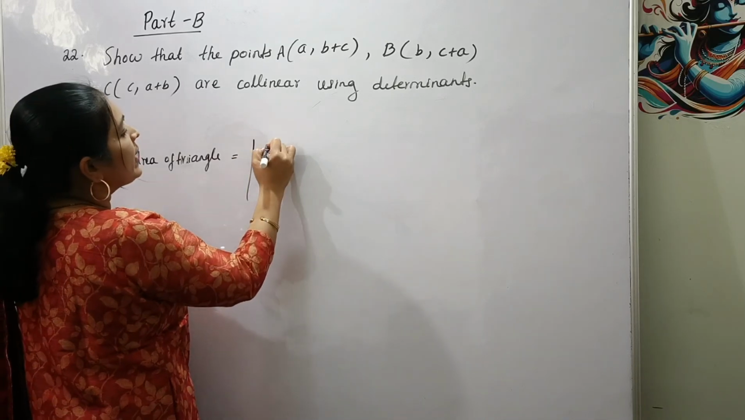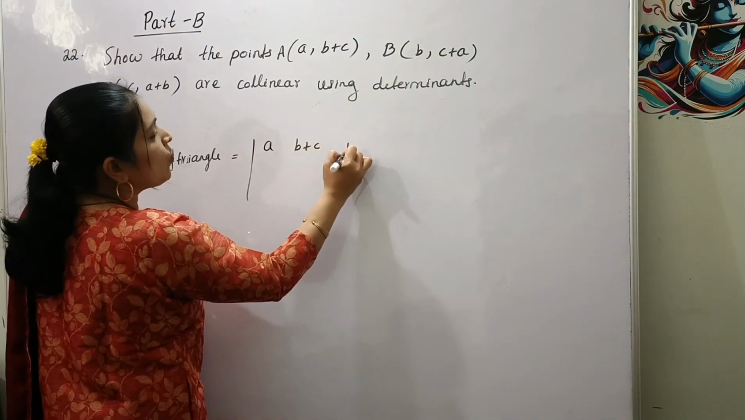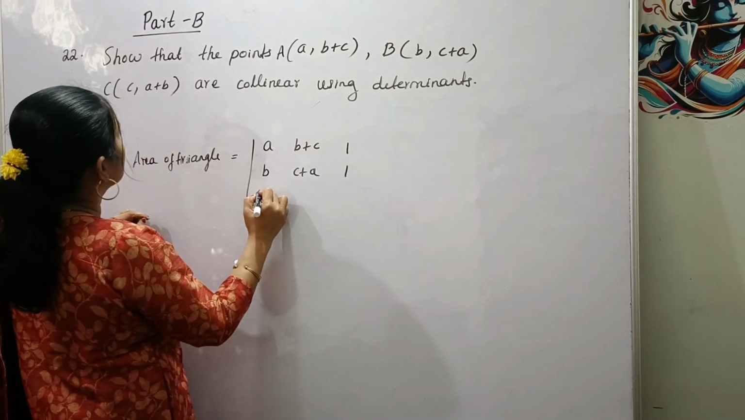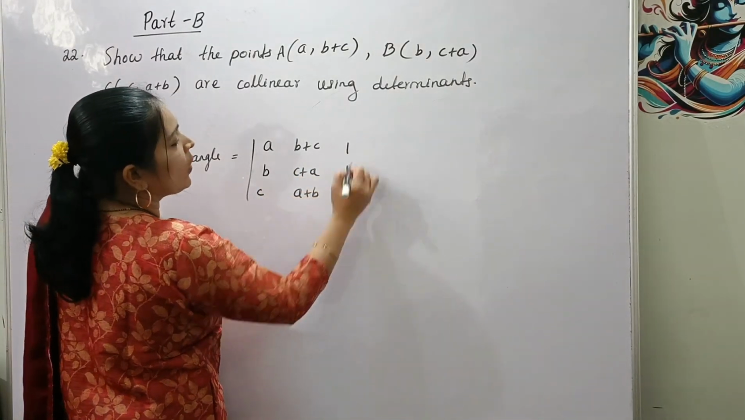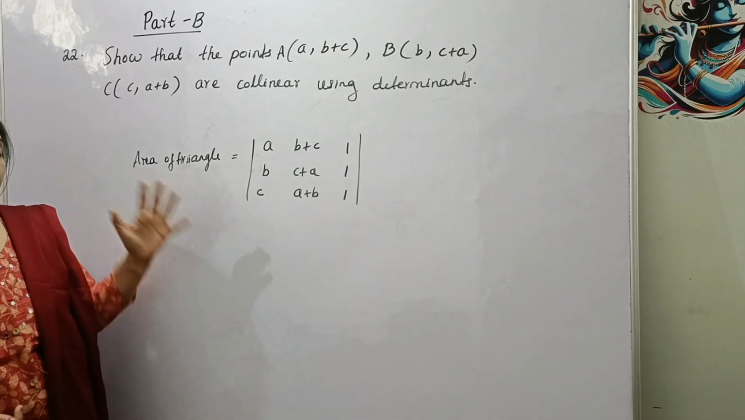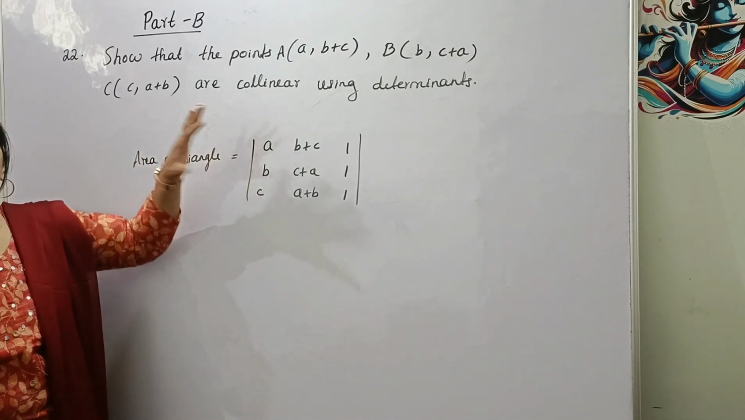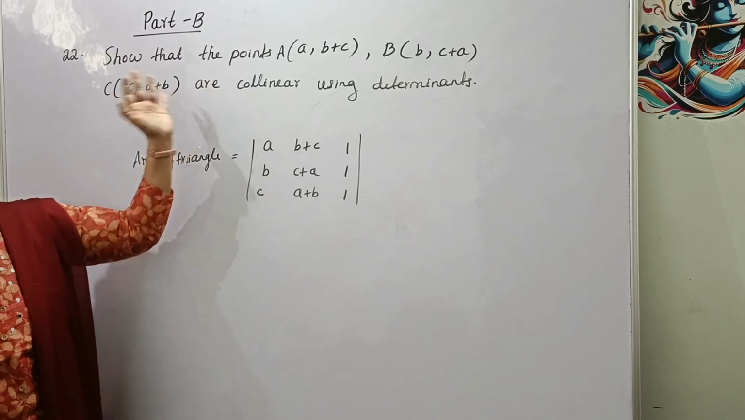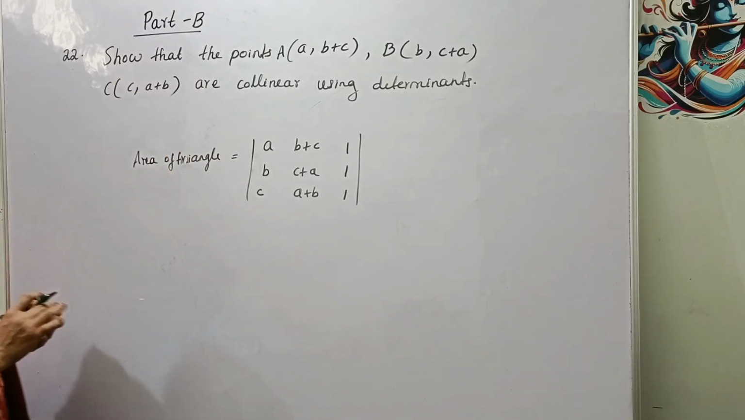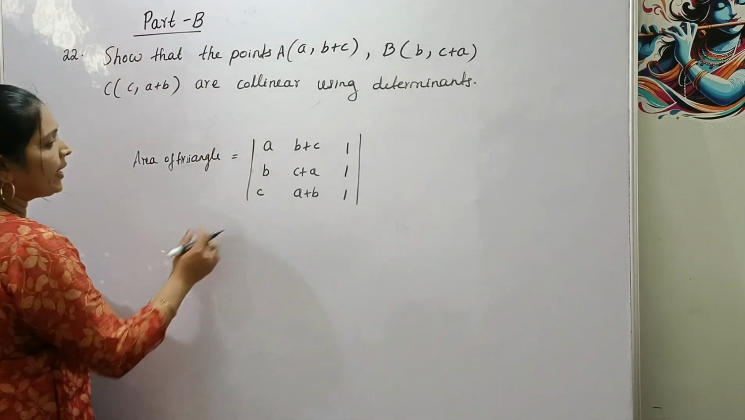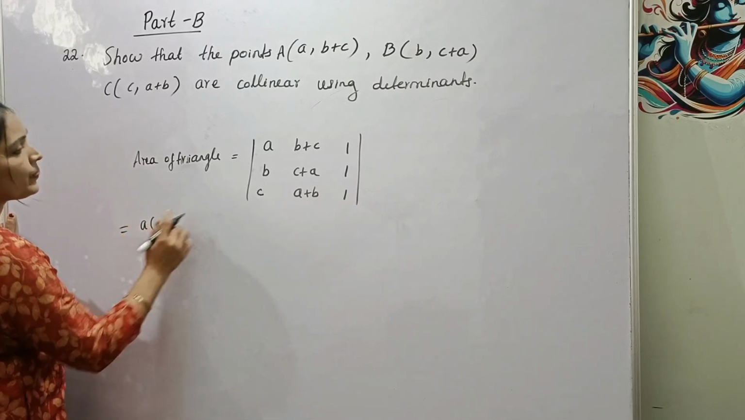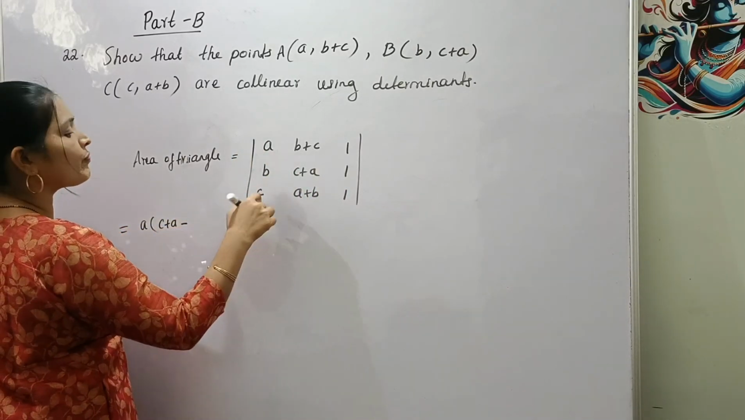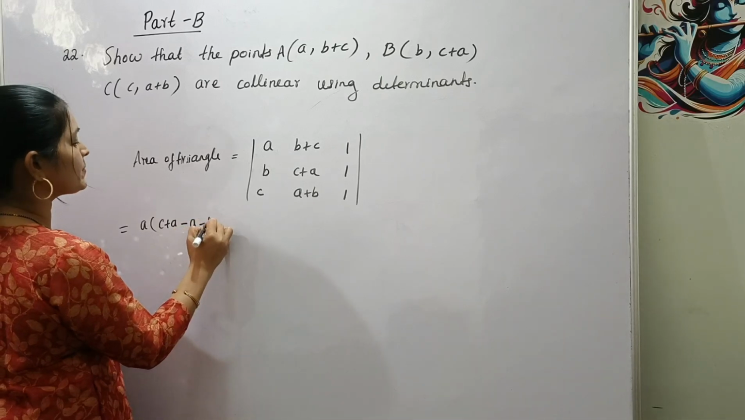Right? So, here A, A B plus C, 1, B, B C plus A, 1, C, C A plus B, 1. Right? So here we have to show it is equal to 0. To show given points are collinear points. Okay. So let's expand this determinant. A into, that is c plus a minus of a plus b, that is minus a minus b.